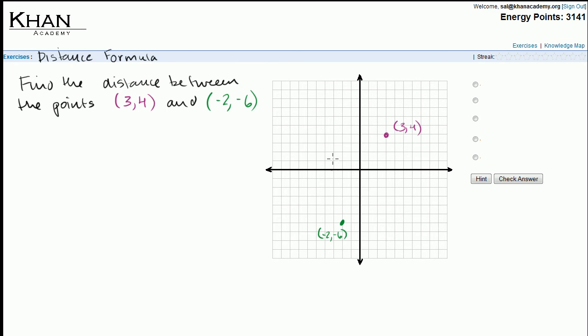So if the student doesn't know how to do it, all these choices are going to be potential distances. And we could make the incorrect choices things that you would get if you incorrectly apply the distance formula or incorrectly manipulate it.